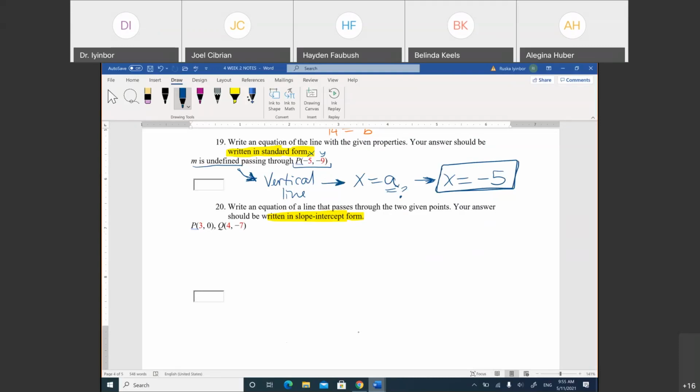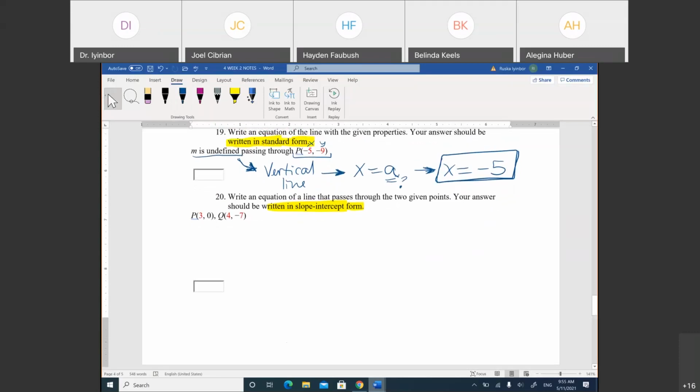So when the slope is 0 or if the slope is undefined, you just have to look through the formula sheet and see what type of line, what is the slope, what is the equation. Okay? So that's 19. Any questions on 19?